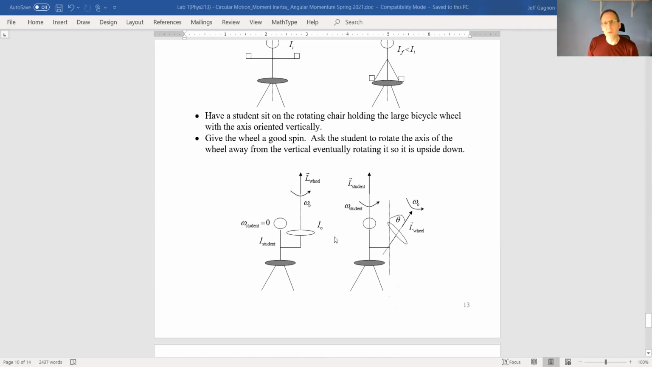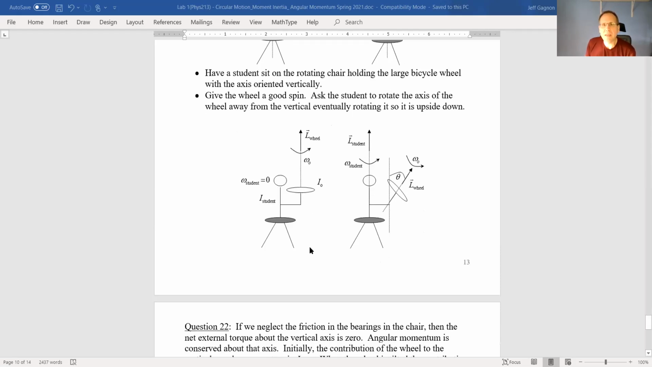Okay, and then the last part is with the bicycle wheel. Again, you have to watch the video to see this, but originally the student is sitting in the chair and they're not rotating, they're still. The bicycle wheel is spinning. If you're looking from above, it's spinning counterclockwise. So it has an angular momentum that's directed upward. This is the angular momentum of the wheel. The angular momentum of the system is just due to the wheel initially, the moment of inertia of the wheel times the angular speed of the wheel. That's the angular momentum of the entire system.